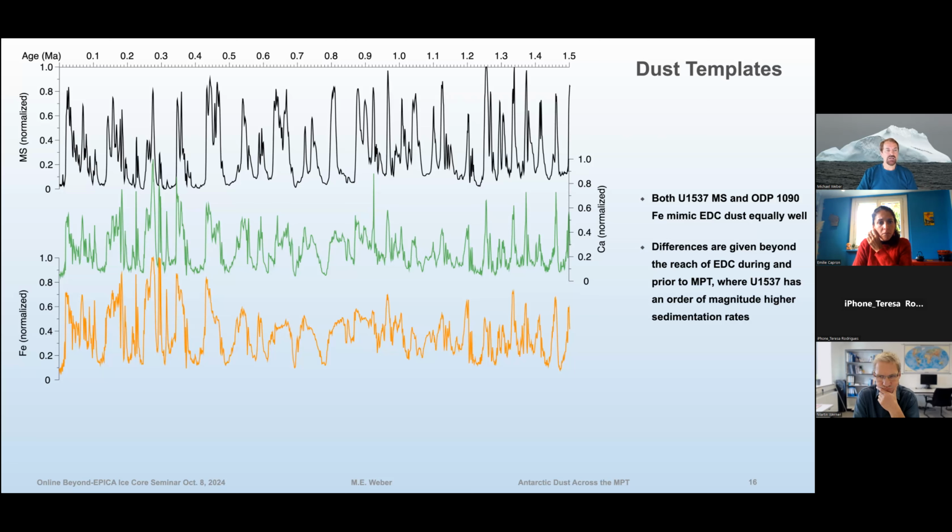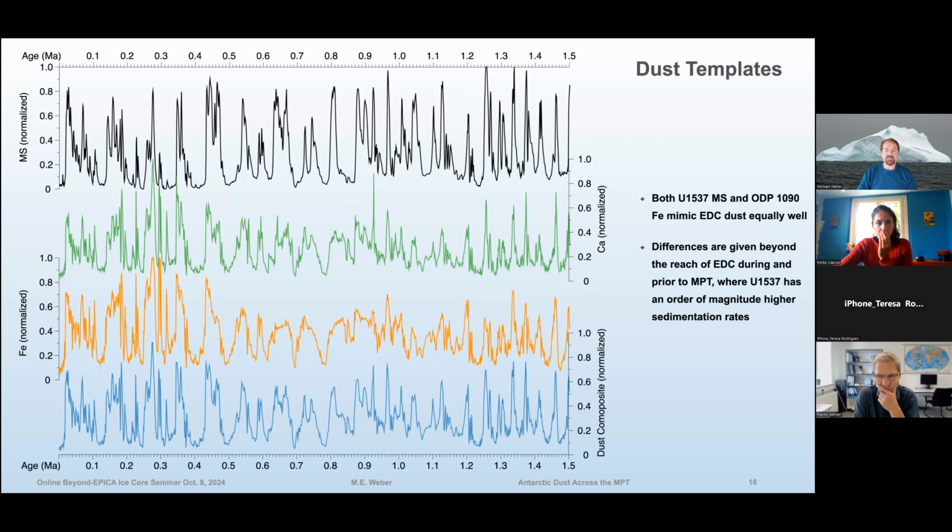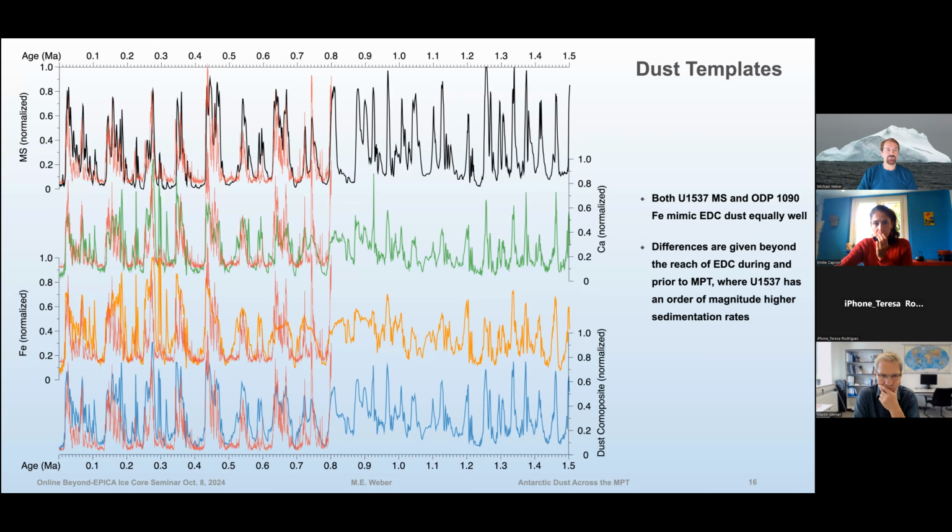So if we normalize all 3, what we can do is then we stack these records and normalize them again. And that would be the record at the lower bottom. And that should be the most robust representation of dust transport in Iceberg Alley. And if we compare that to the EDC dust flux record, of course, obviously they correlate, but I want to emphasize again, the best correlation is probably given for magnetic susceptibility.